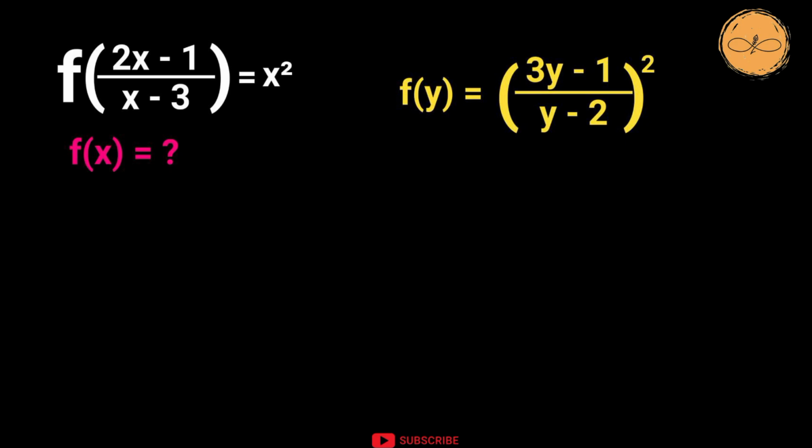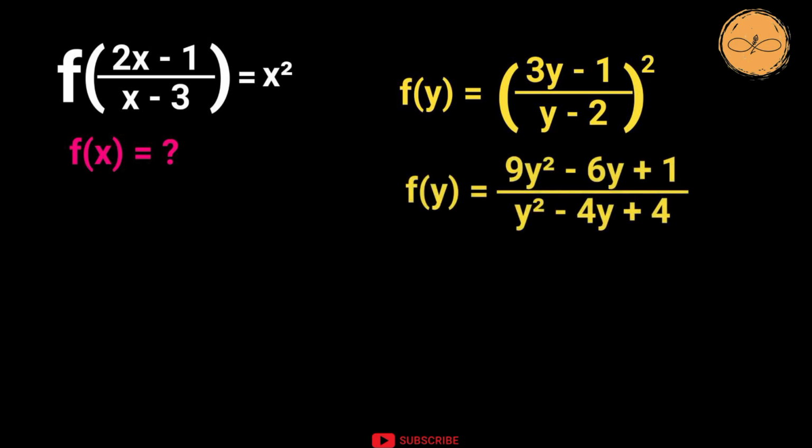And of course I need to square that. If you square this expression, you're going to get f of y is equal to 9y squared minus 6y plus 1 over y squared minus 4y plus 4. Now I didn't get f of x. I got f of y, but that's okay.